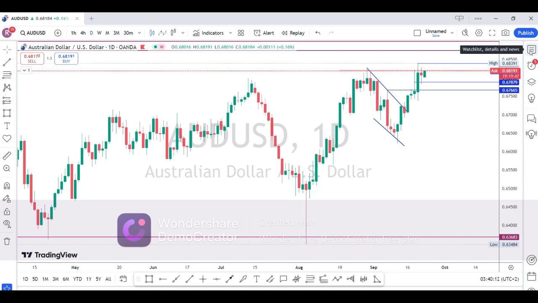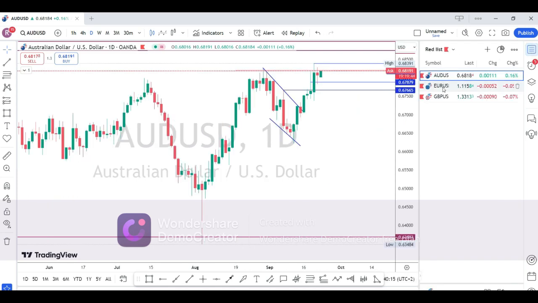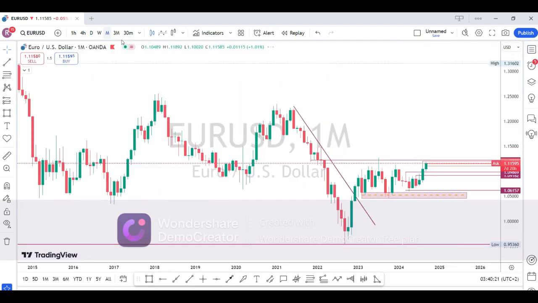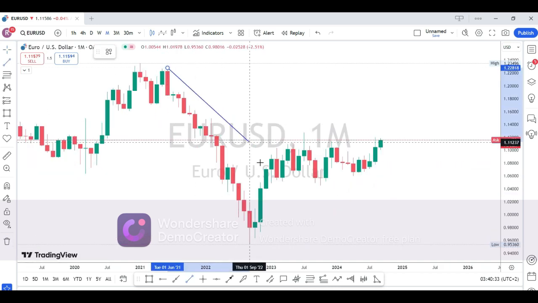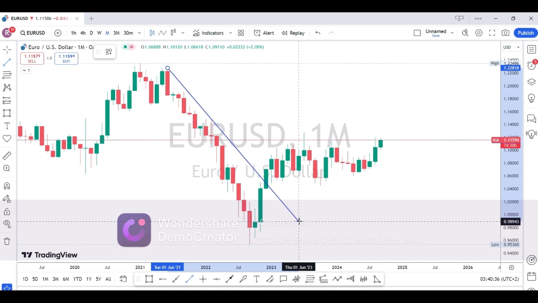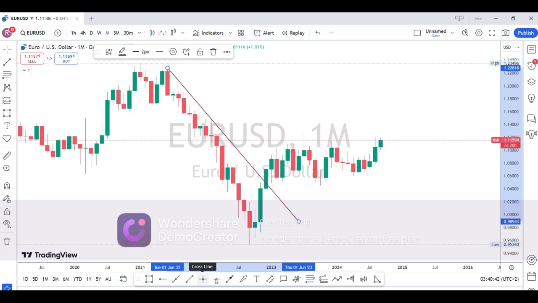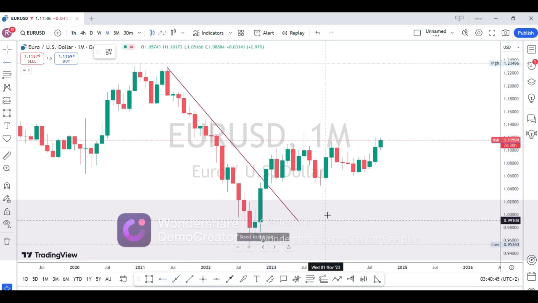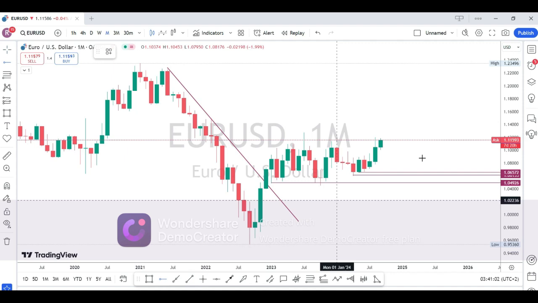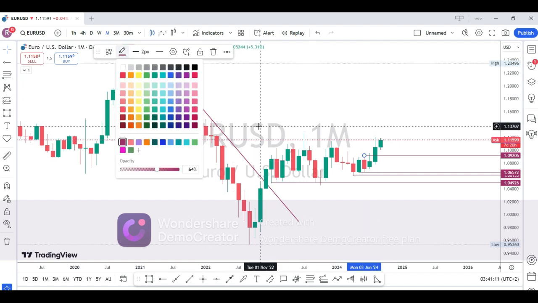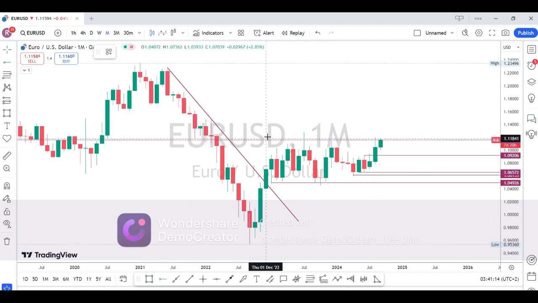So the second currency pair we have here is EUR/USD. The same thing applies to EUR/USD. Let's get rid of all these trend lines. We find out that the market has broken this trend line here from the monthly time frame. Then we get our support here. We have a change of polarity here, and we have the resistance here.